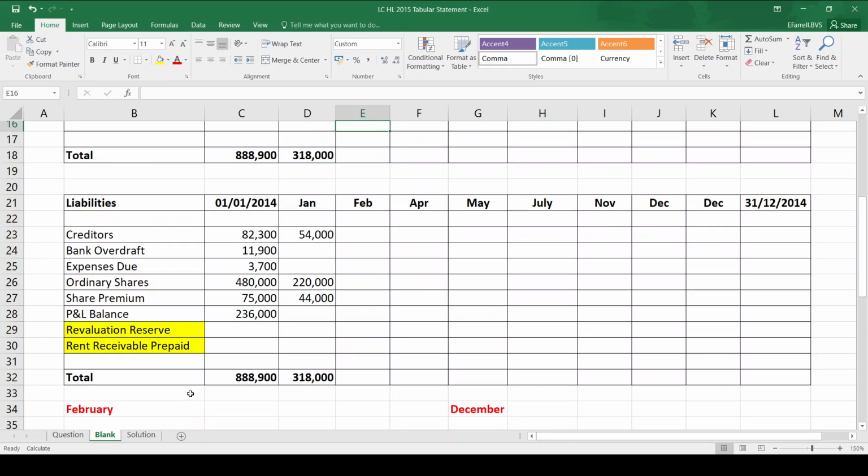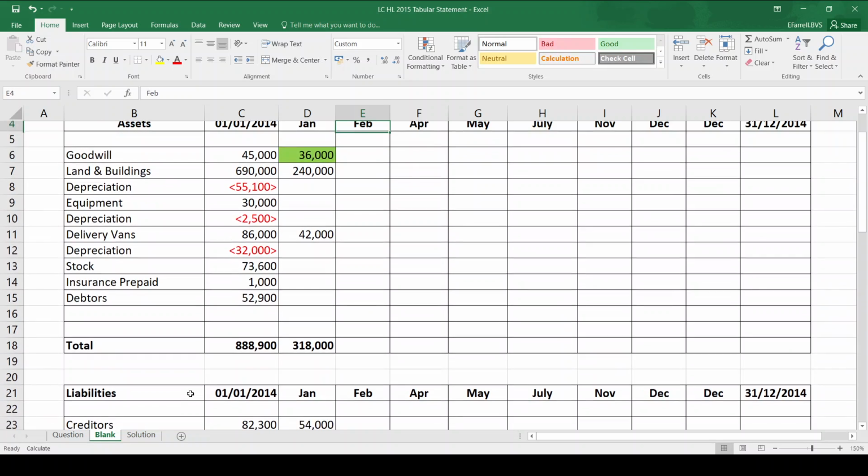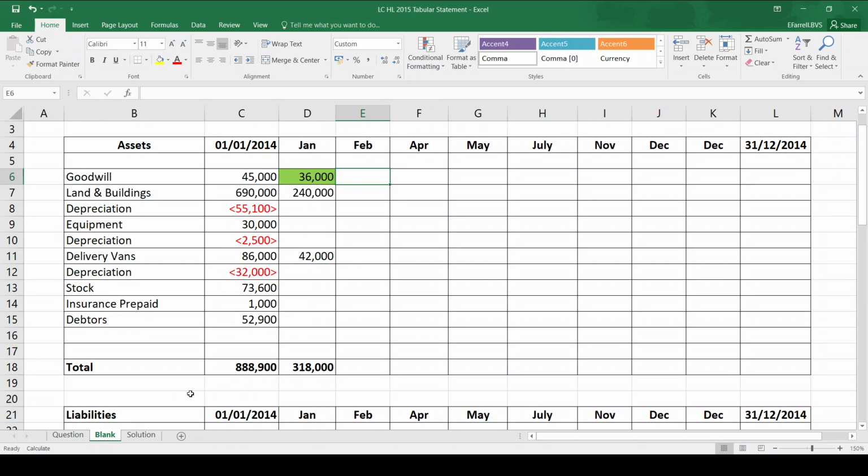To reflect this in the tabular statement then, in February, we have to take out 4,000 from equipment, the cost of equipment, because we don't have the fridge freezer anymore. When you get rid of an asset, you also have to take out the depreciation because you don't have that asset anymore. So the depreciation on the refrigerator was €1,800. That will come out of depreciation of equipment. Now, as depreciation of equipment is a minus, to take it out, we're going to put in a plus €1,800.